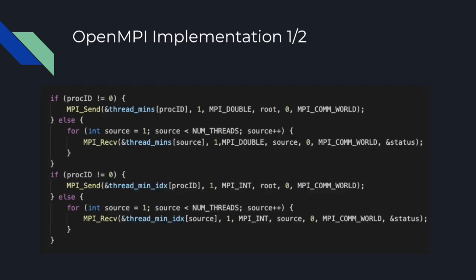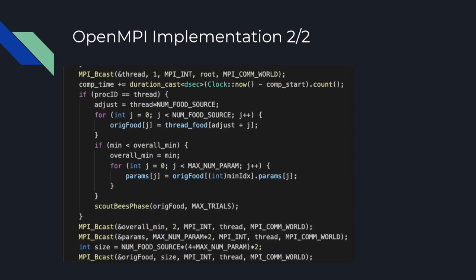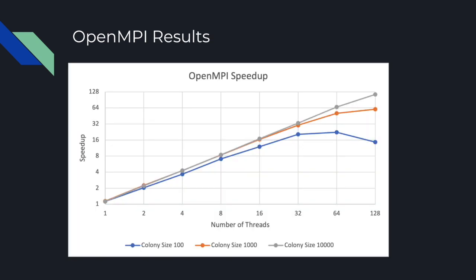In the OpenMPI version, at the end of each iteration, each of the non-root threads would send their best food sources found to the main thread. The main thread would receive all these food sources and determine the best one. Then the best food source is broadcast to all the other threads, and the other threads update their own food sources. In contrast to the OpenMP version, we see significant speedup occurring across all three colony sizes using OpenMPI.